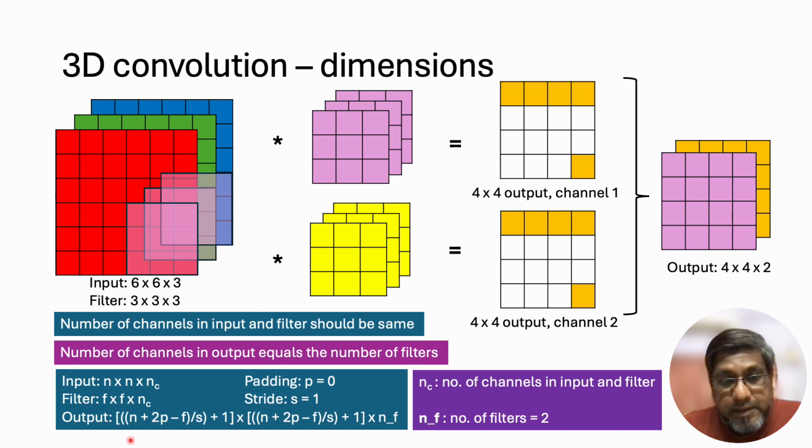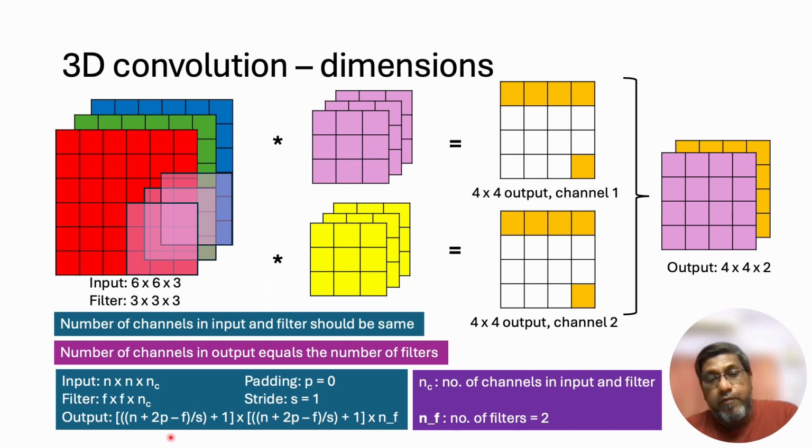So the dimensions of the output image is going to be (n plus 2p minus f) divided by s, plus 1, times (n plus 2p minus f) divided by s, plus 1, times the number of filters n sub f. So this is the general relationship between the input dimensions and the output dimensions.